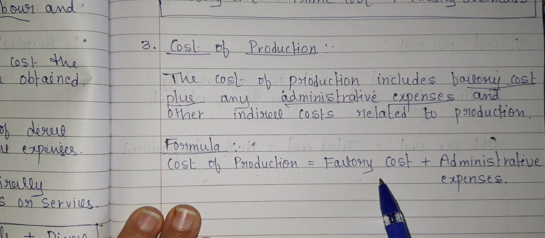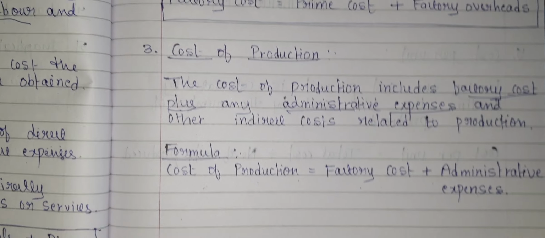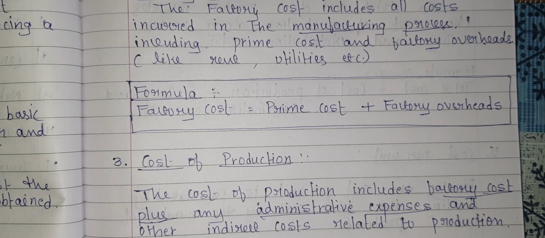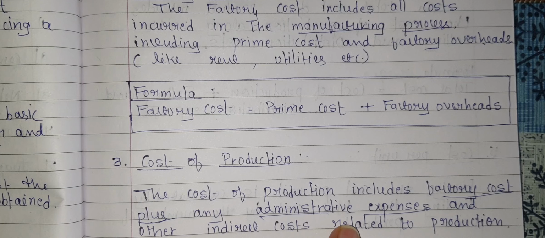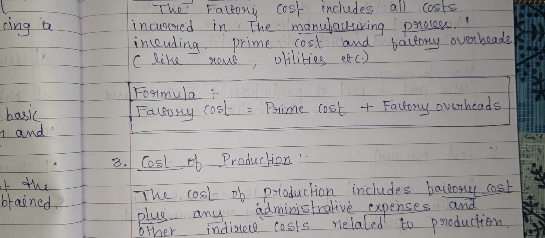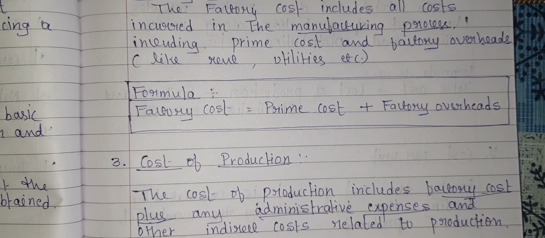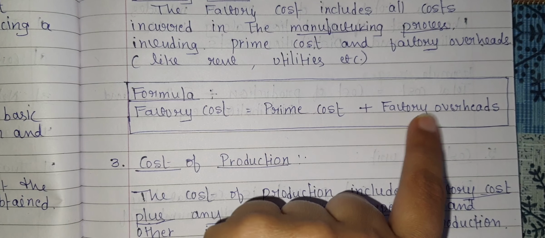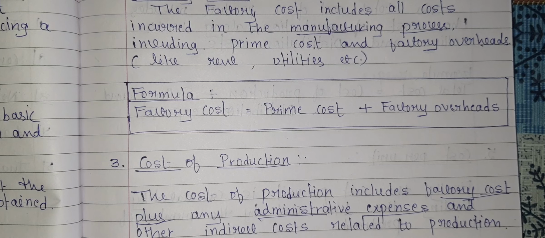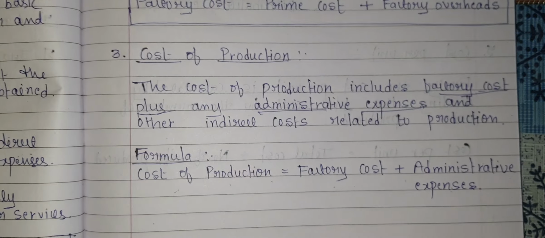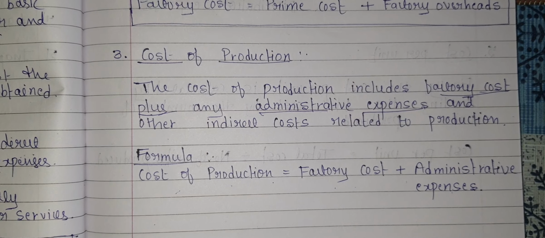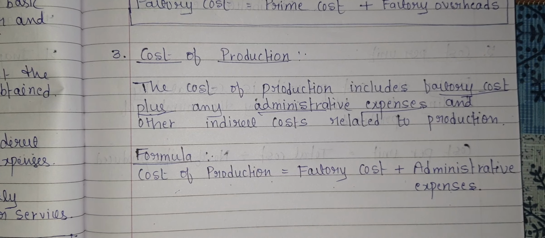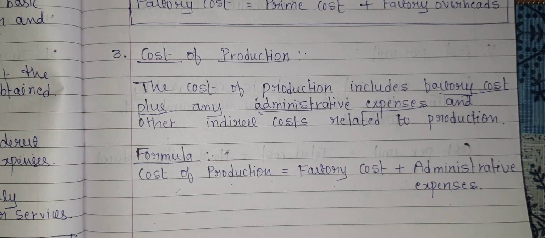Here factory cost means what? Factory cost means prime cost plus factory overheads. Means we have to add factory cost to the administrative expenses. Formula is cost of production equals factory cost plus administrative expenses. Factory cost equals prime cost plus factory overheads. This total we have to write here. And administrative expenses means all the office related expenses, we have to total it and write down here. Then we will get cost of production.